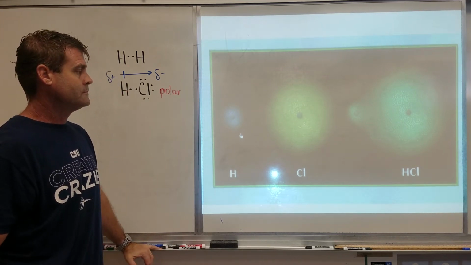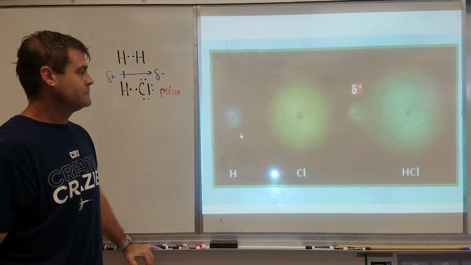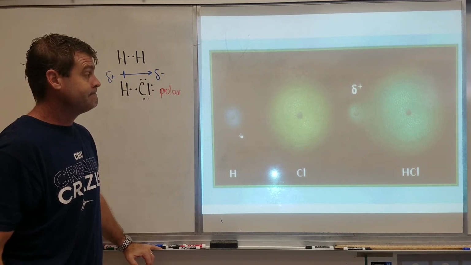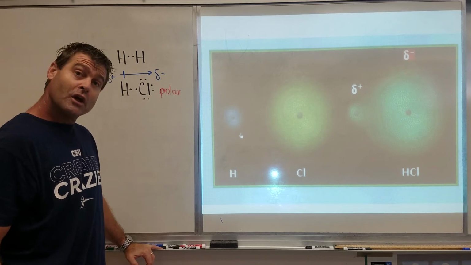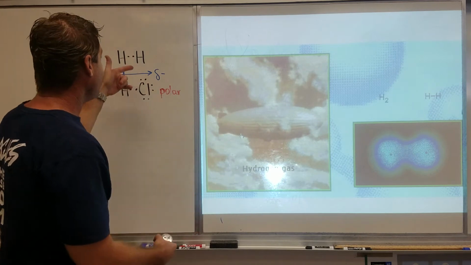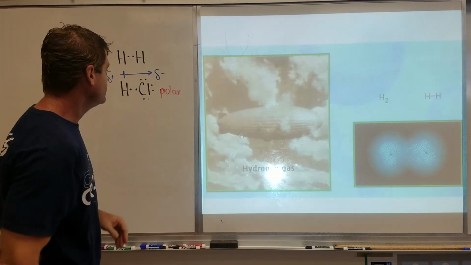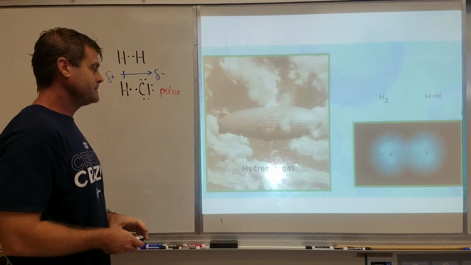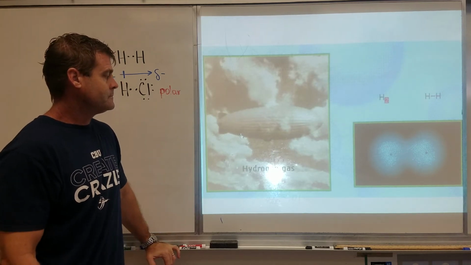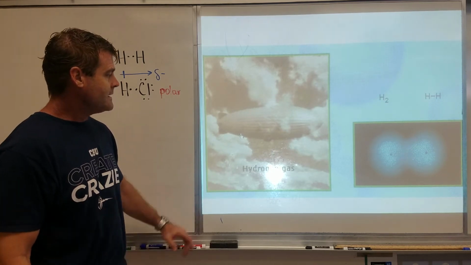The molecule has an end with a partial positive charge, the hydrogen end, and an end with a partial negative charge, the chlorine end. Okay, and then compare that with hydrogen here, H2. Remember that hydrogen is a diatomic element. A molecule of hydrogen gas has 2 atoms of hydrogen. You guys see what this is?